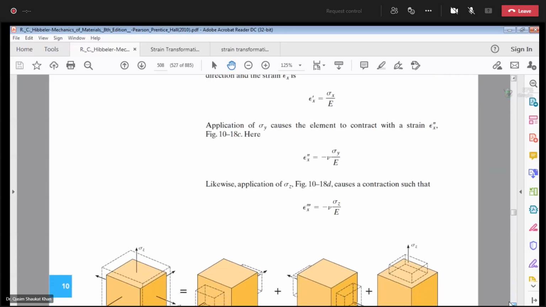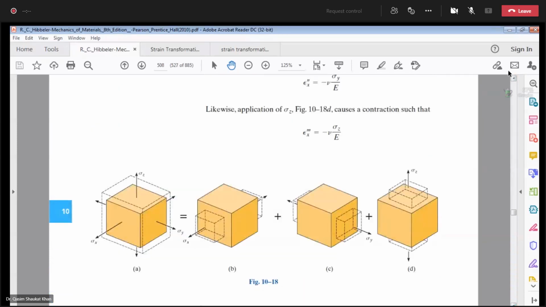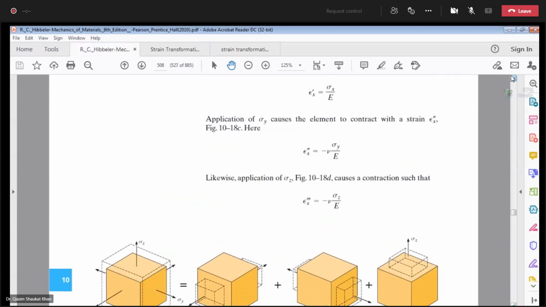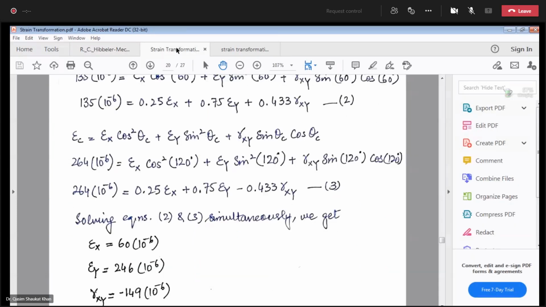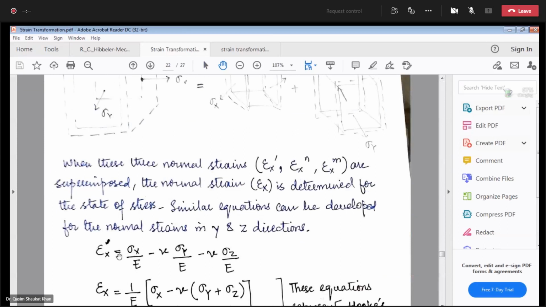Yes sir. Okay, so what is your net strain in the x direction, what is the total sum? Let me show you in my handwritten notes. So net strain in x direction is epsilon x equal to sigma x over E minus mu times sigma y over E minus mu times sigma z over E. Agree with this point? Yes sir. Okay.